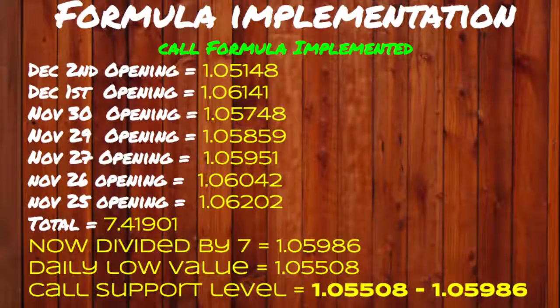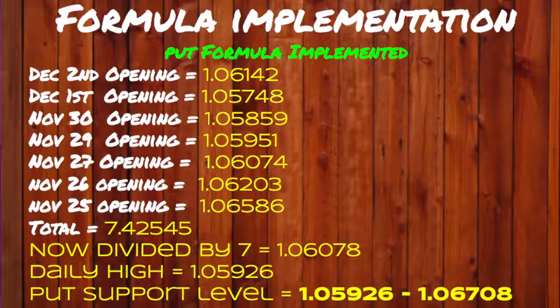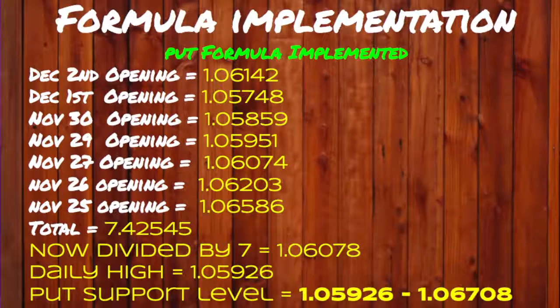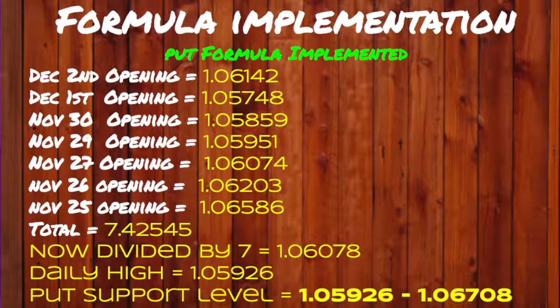So this means that our put support level ranges from 1.05508 to 1.05986. Our call support level formula is quite similar, and it is as follows: the daily high value to our past 7-day candle opening values divided by 7. You start the exact same way, so in this case on December 2nd, you use the 7 previous days. The value that you should end up with is 1.05926 to 1.06078 for our call support level.